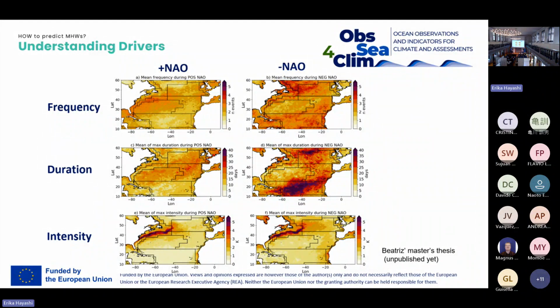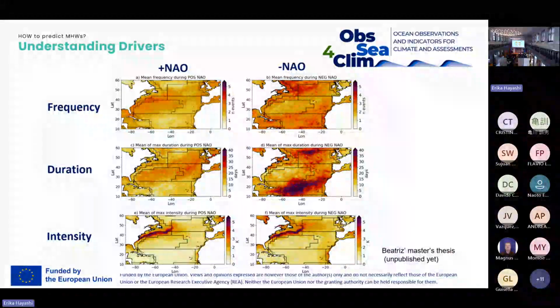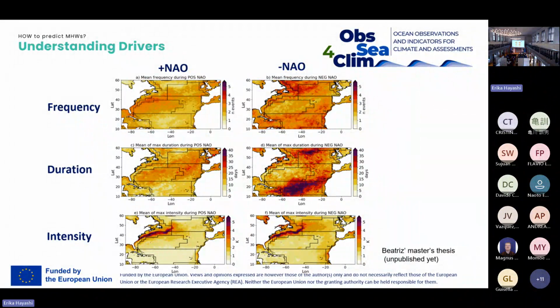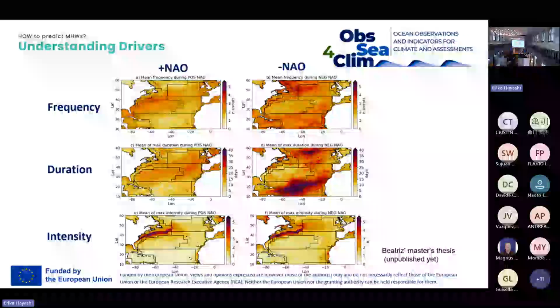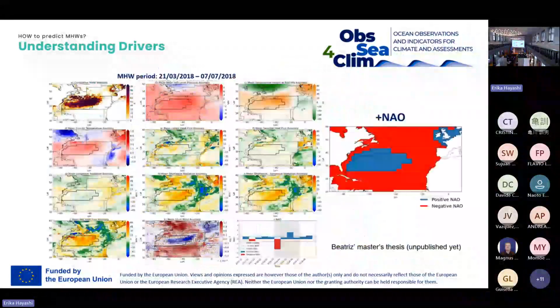And then if you look at the negative phase, you get the other way around. So the maximum durations and intensities are clustered near the equator and in the northernmost latitudes. So this means that there is actually a relationship, or at least it suggests there is a relationship in probabilistic terms. So we went to look at specific events.